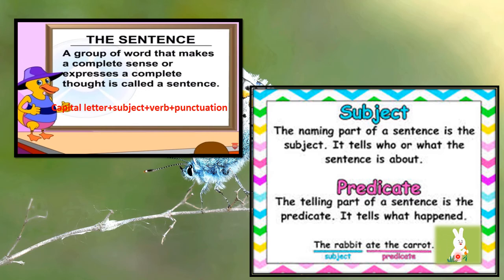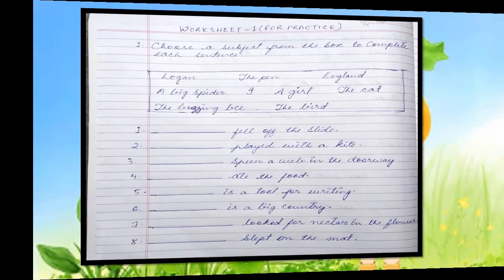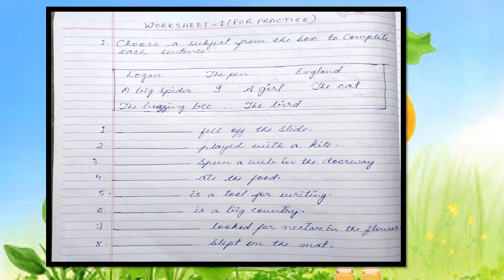Children, at the end of this video I'm providing you a worksheet where you can practice subject and predicate. Let's check it out. So children, here is a worksheet for you to practice at home. Choose a subject from the box to complete each sentence. The predicate part is given, and you have to find the appropriate subject.